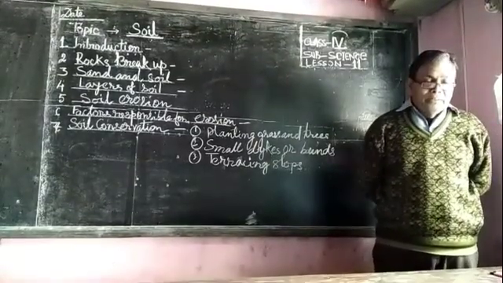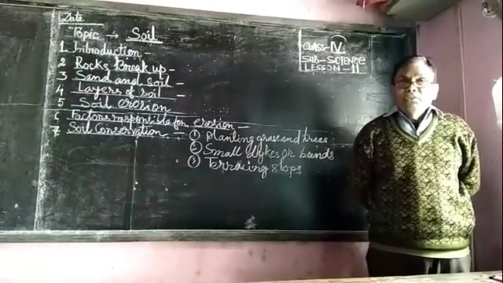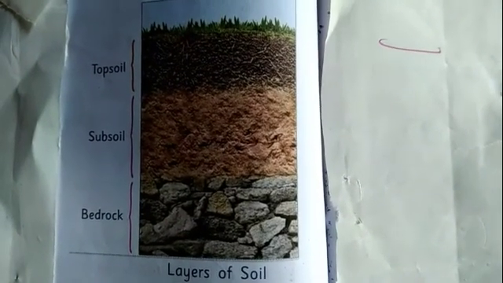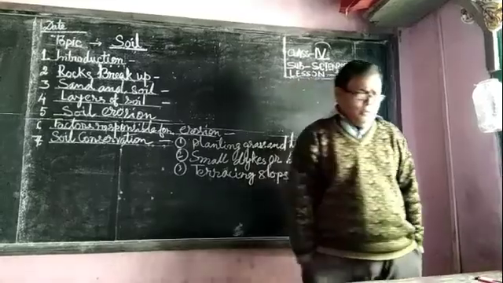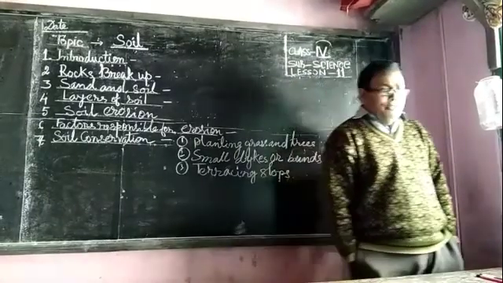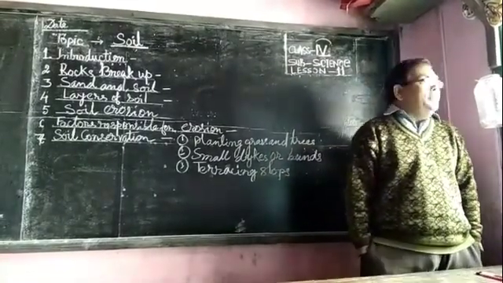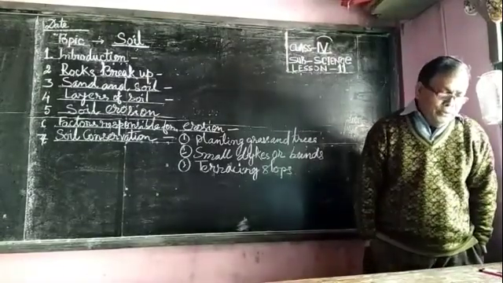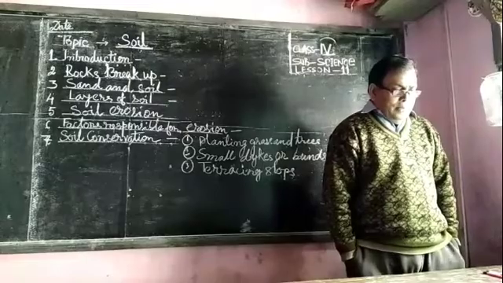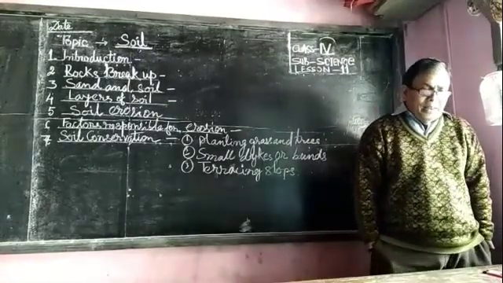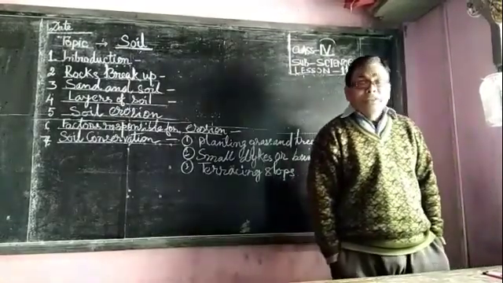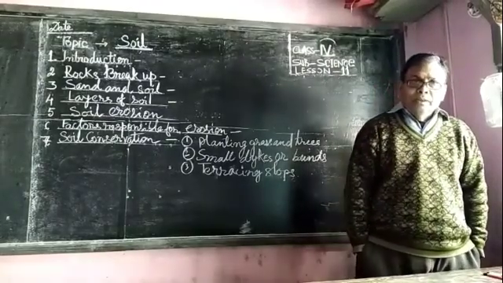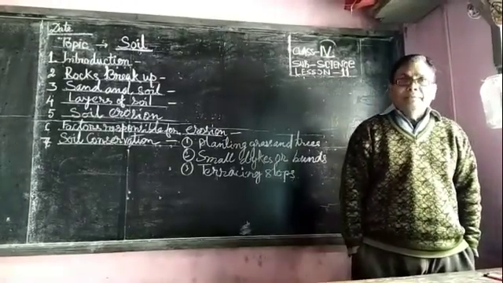Now see the picture of layers of soil. For erosion, mainly three factors are responsible for soil erosion. They are heavy rain, heavy winds, and deforestation. Now see the picture of it.